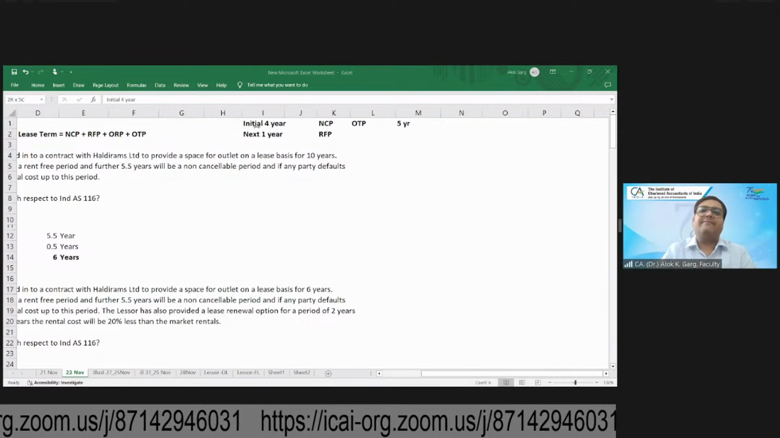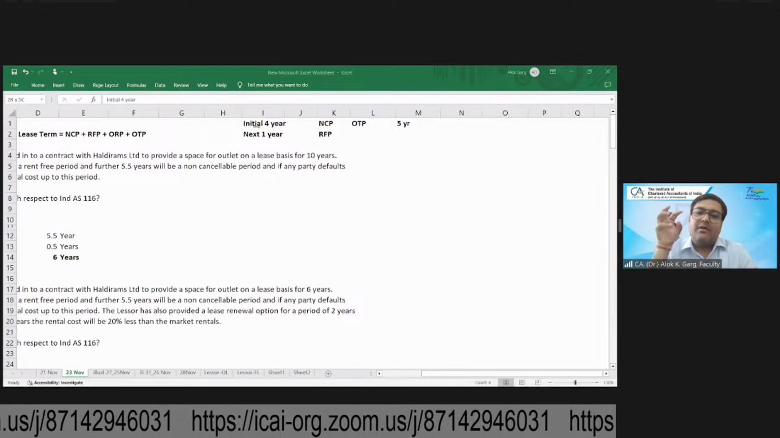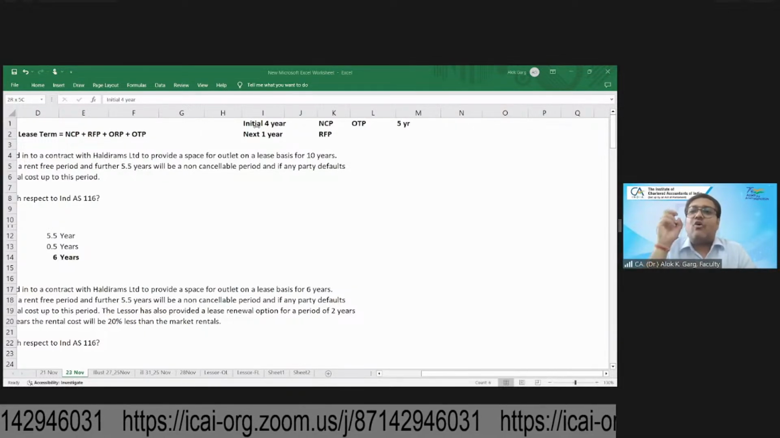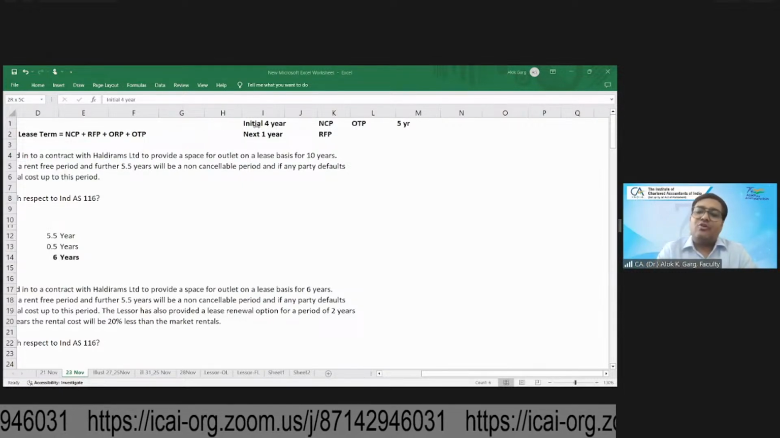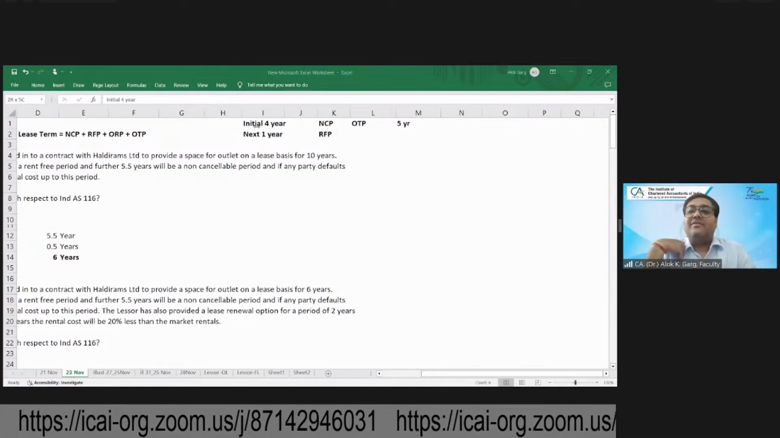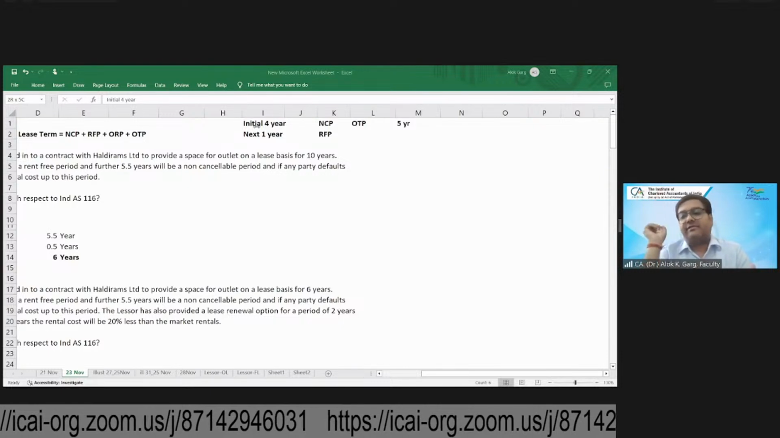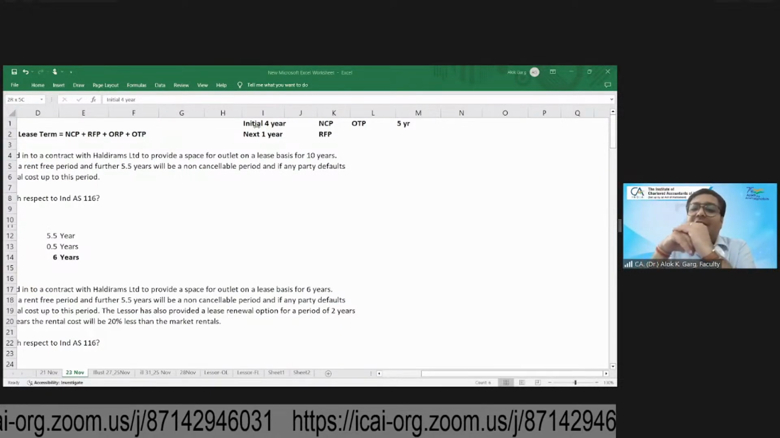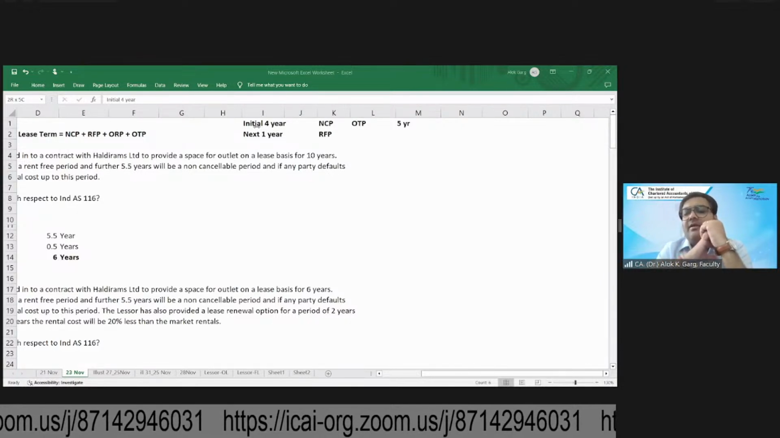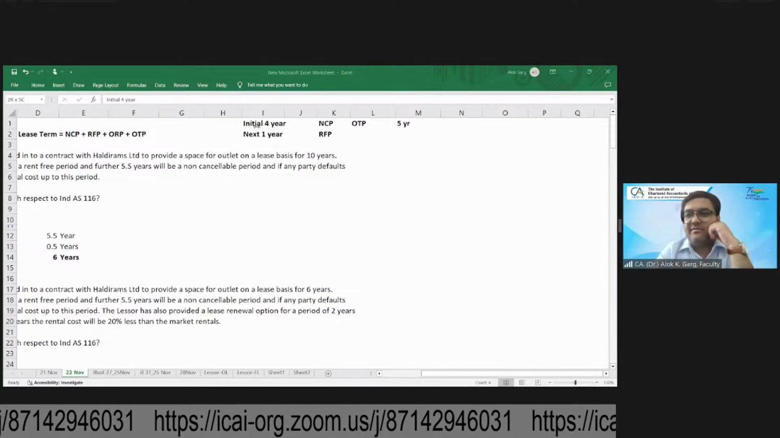Friends, the standard says that while calculating a lease term, the non-cancelable period plus rent-free period has to be taken into consideration. Plus, if there is an optional renewal period, that is also required to be taken into consideration if the lessee is reasonably certain that he will avail the renewal option. For example, the contract is for 10 years and there is an additional renewal period of 10 years.